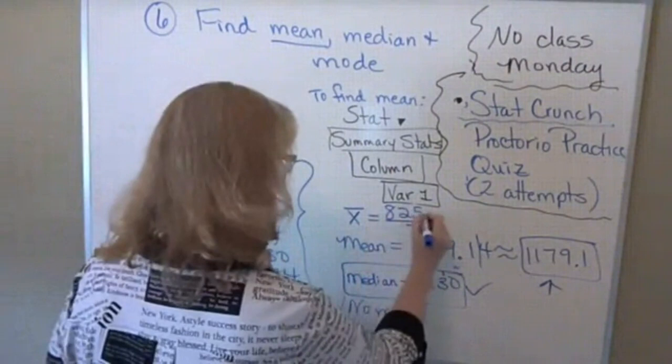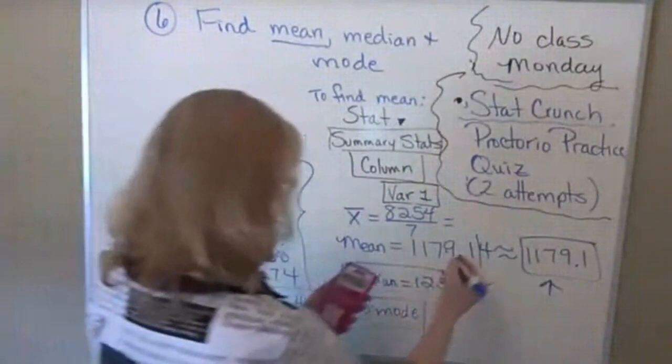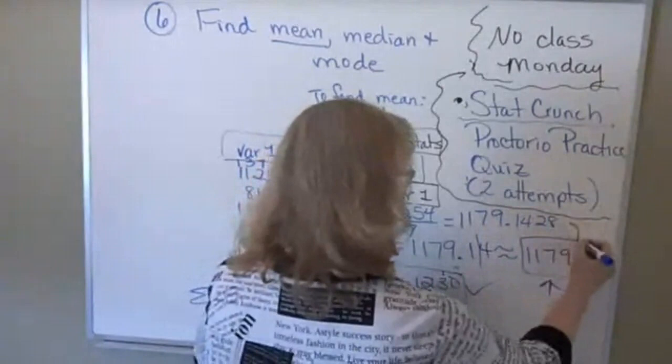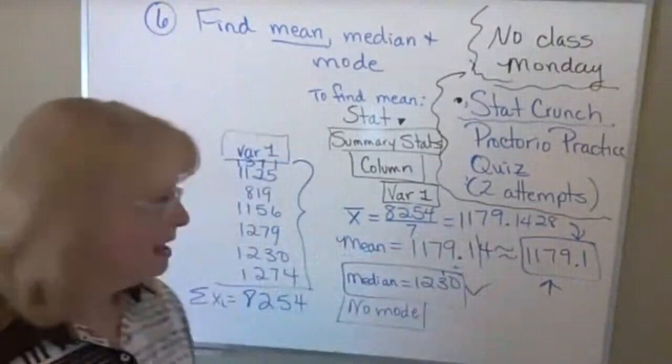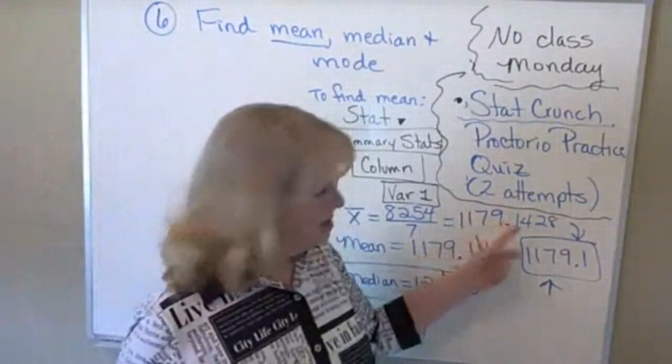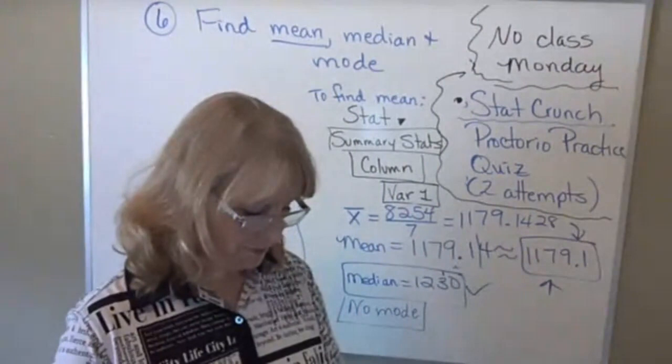And so now I have 8254. And if I divide that by 7, what my calculator says is 1179.1428. And notice that's what we got for the mean. So you see, I could have used StatCrunch to check this answer. And if I had used the wrong sum here, of course, I would have gotten the wrong answer. But I could have checked it really fast in StatCrunch to see if I did it right.